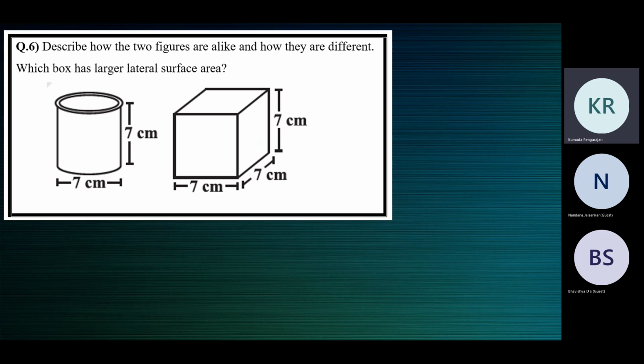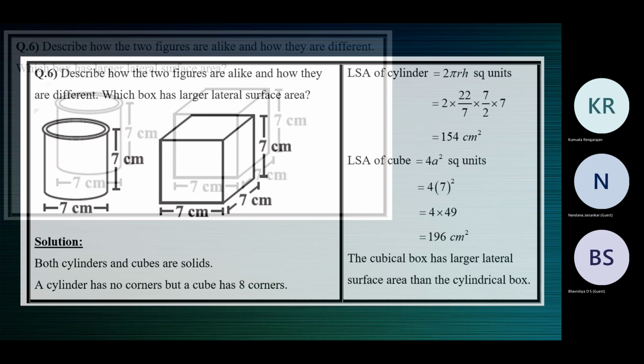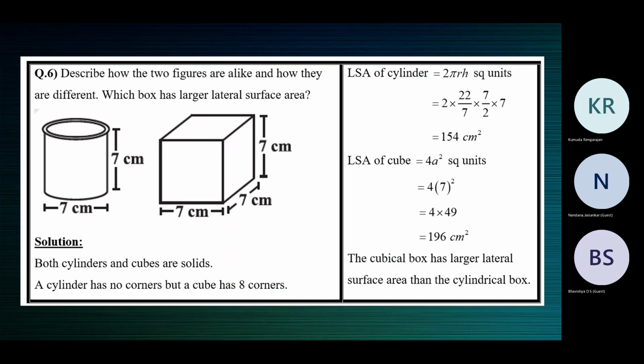Which box has larger lateral surface area? That is the curved surface area. I told you that lateral surface area is nothing but the curved surface area. Yes, children? Please write down. This is very direct. So you know lateral surface area for a cylinder is 2 pi r h and for a cube is 4a square. I'm sure you can help yourself with this one. Please write down.